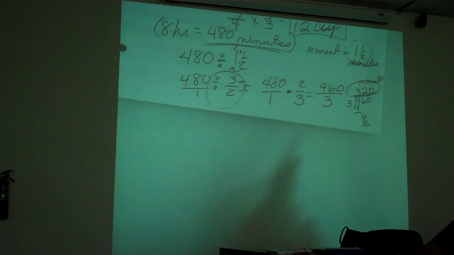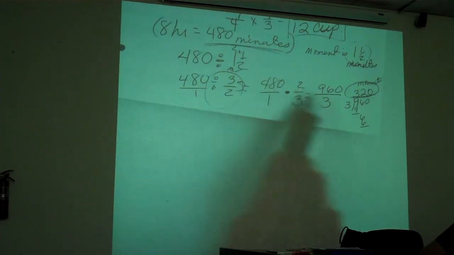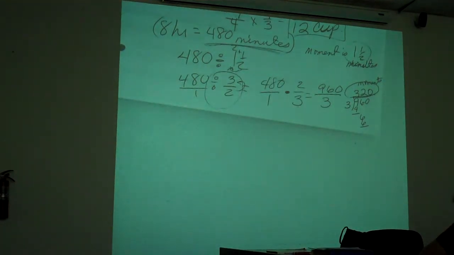960. You could have divided this, and you would have got 160 and 1. 160 times 2 would have been 320 also. So it doesn't matter which way you prefer, it's still the same. You'll still get the same answer. So it's 320 moments. Yep.